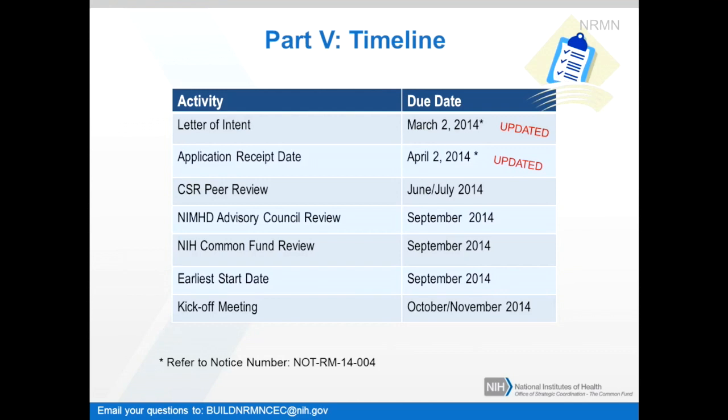On this slide, we have some very important dates to remember about the application and award timeline. The first document that may be submitted is the letter of intent. The letters, which were originally due on February 18th, 2014, are now due on March 2nd. While these letters are optional, that is, not required, they do give the NIH team a general sense of the number of applications that may be submitted and will help us to plan for review.